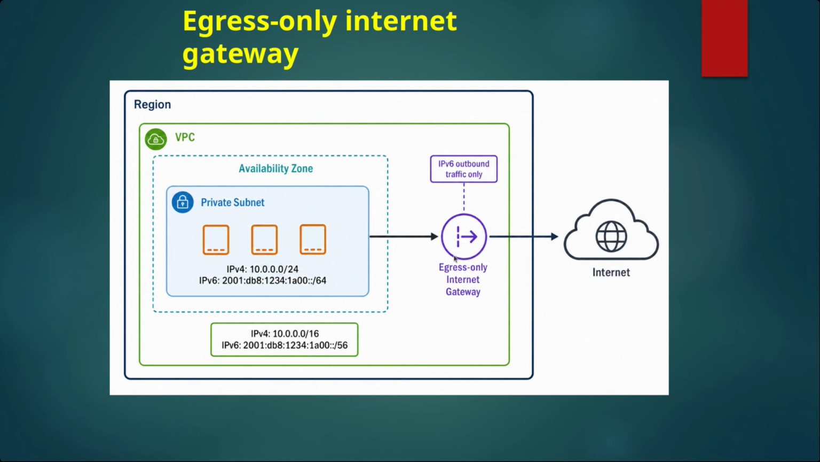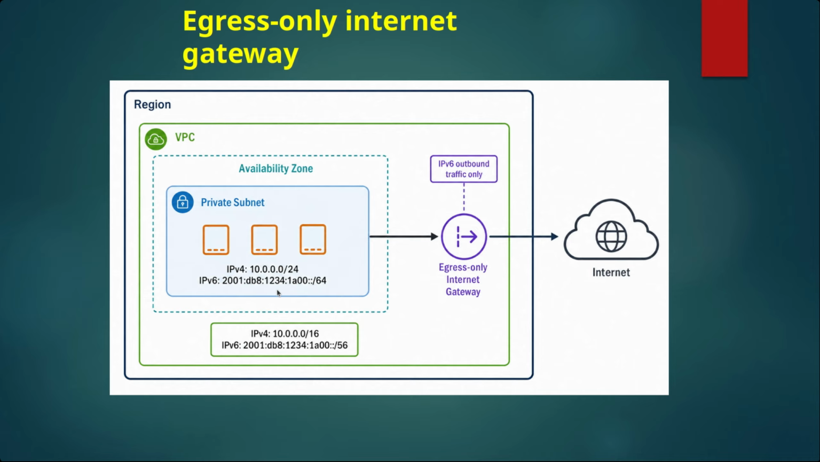So here you can see our egress-only internet gateway, IPv6 outbound traffic only, and our instances in the private subnet have IP addresses from this address space.